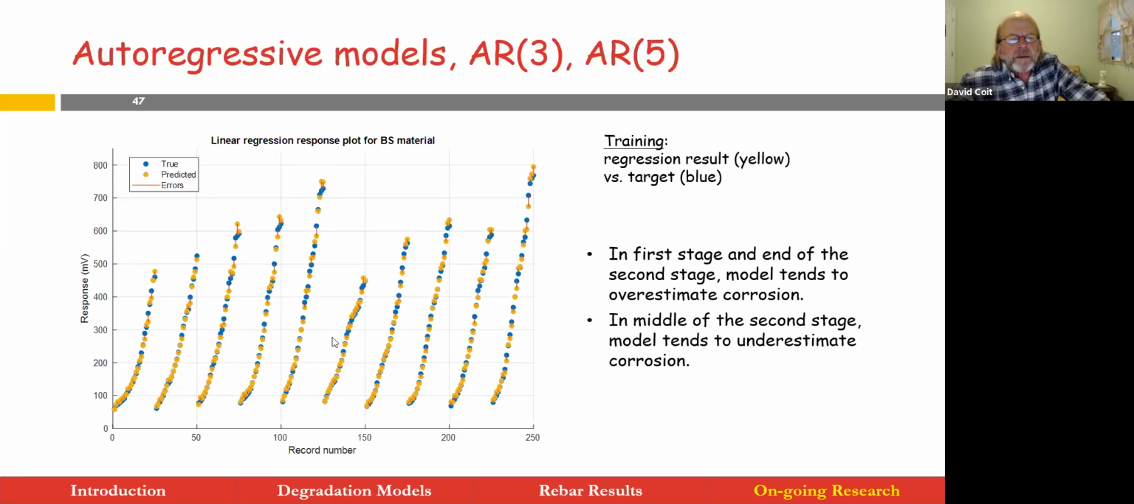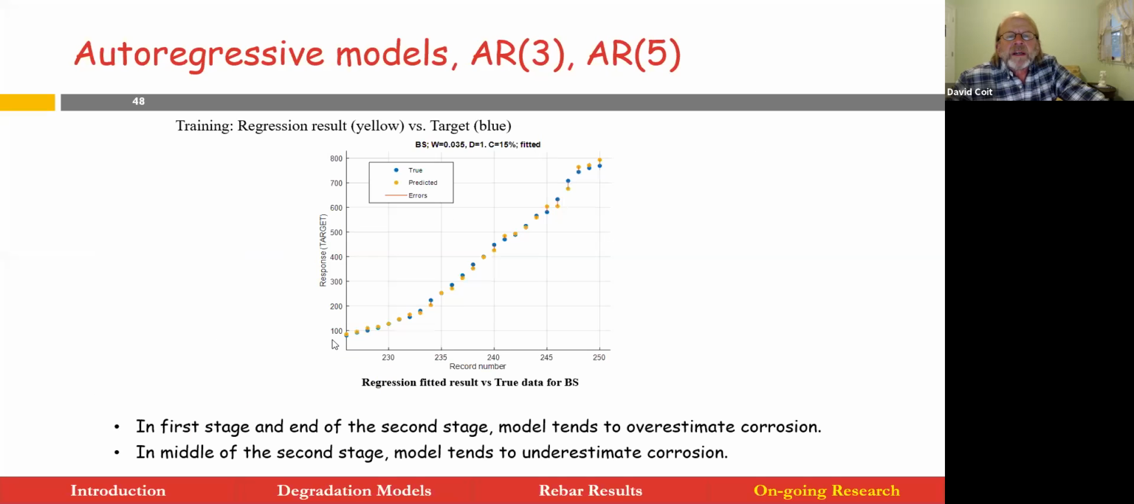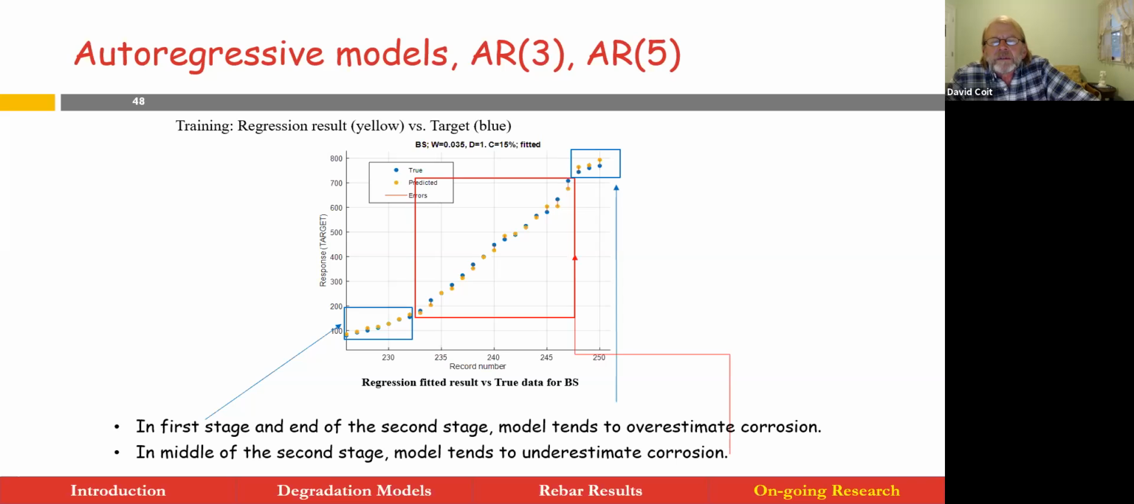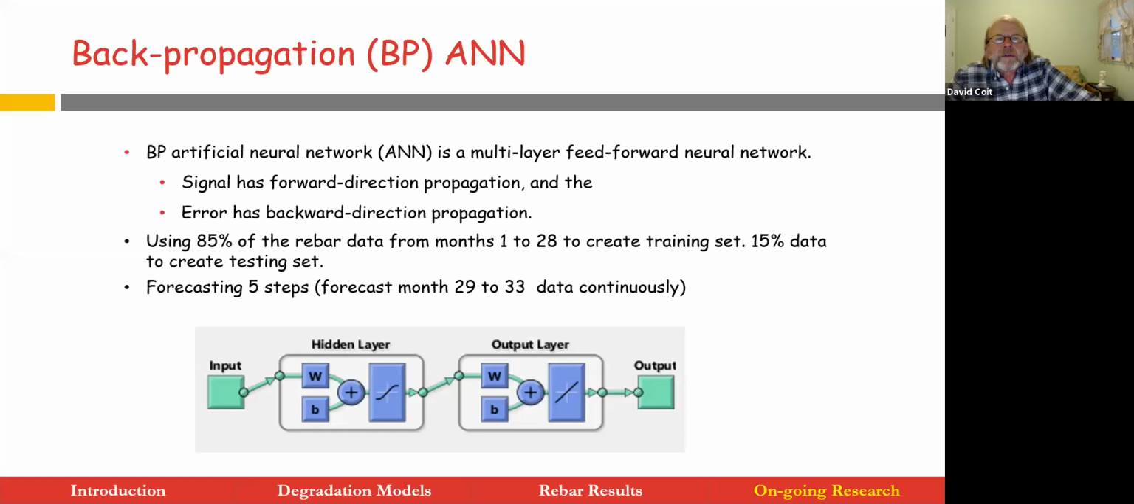It's hard to really get much out of this plot, so let's look at it this way. Here, we're looking at the record number versus the response. Again, it's hard to see here, so let me help you out. In the first and last stage, we tend to overestimate the corrosion. In the middle, we tend to underestimate. Now, let me go on.